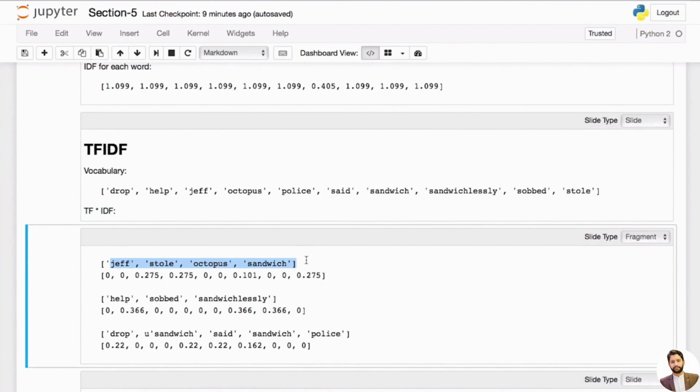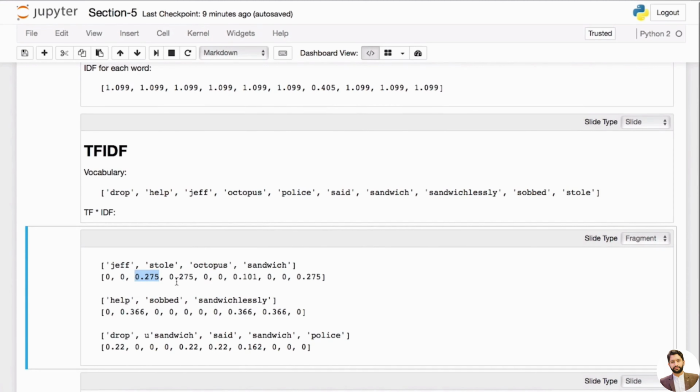So after this vectorization, we can actually see the first list, the one coming from the first document, will be converted to this vector: 0, 0, 0.275. Compared to what we had from count vectorizer, notice that this number is actually a lot smaller than the one we had from count vectorizer.